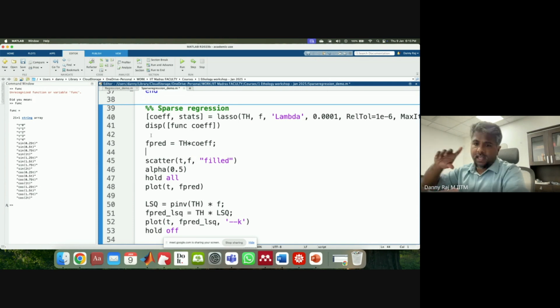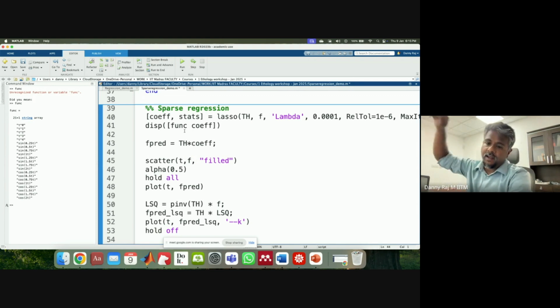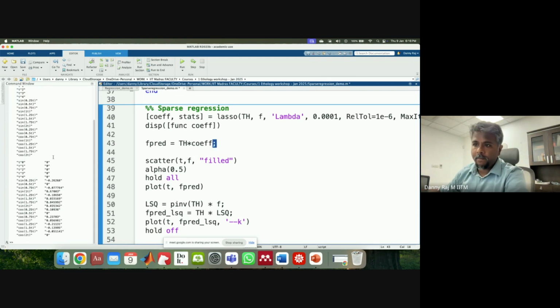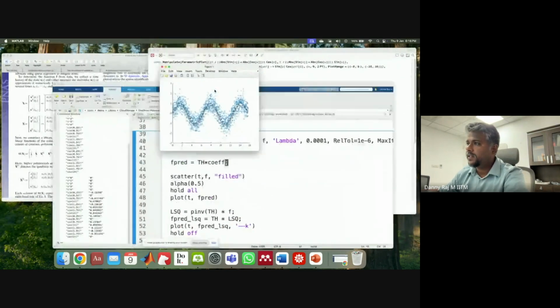Here lambda is the opposite of the t that we talked about. When lambda is very small, close to 0, it becomes the least squares problem. It is like 1 by t. It has a 1 by t connection. So when I keep increasing lambda, the t will keep reducing, the t that we had earlier. Okay, now let me run this. You start to see that many are 0, but many also have values. So let's look at prediction.